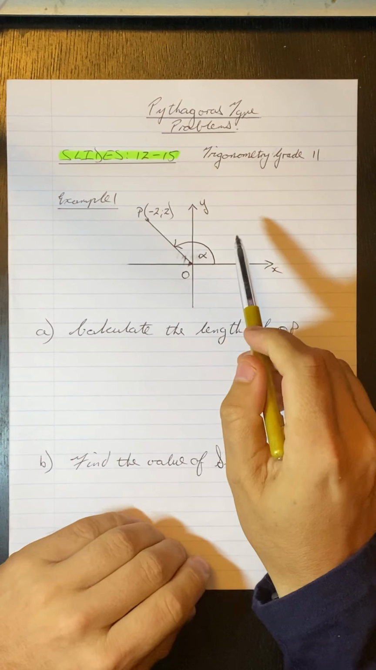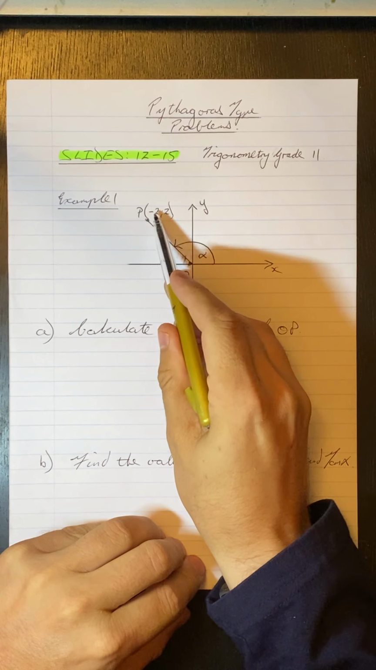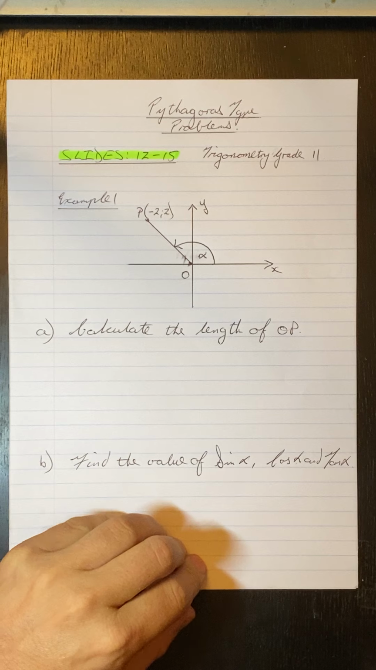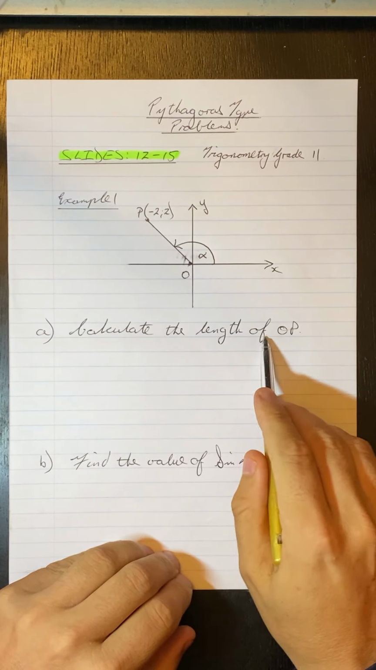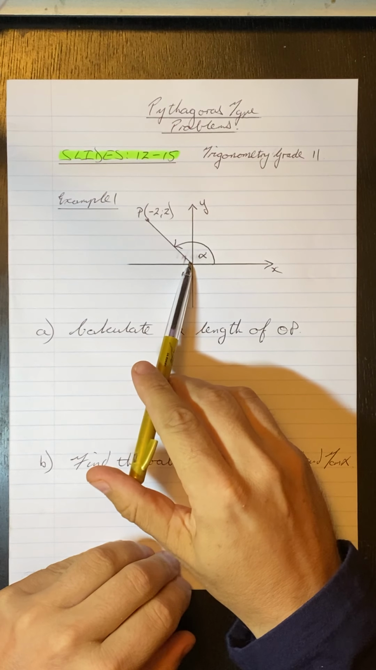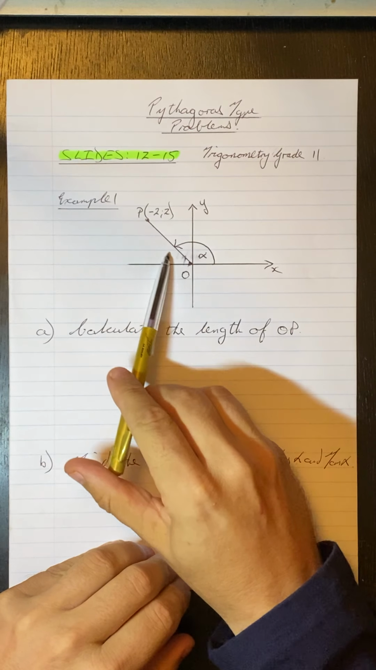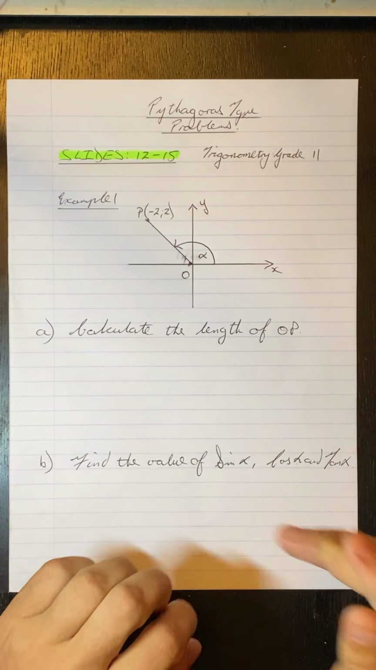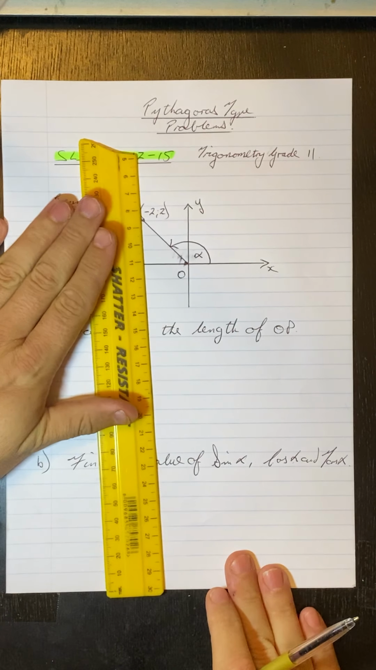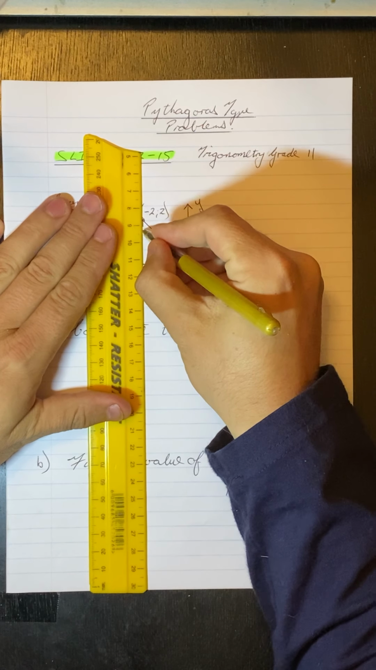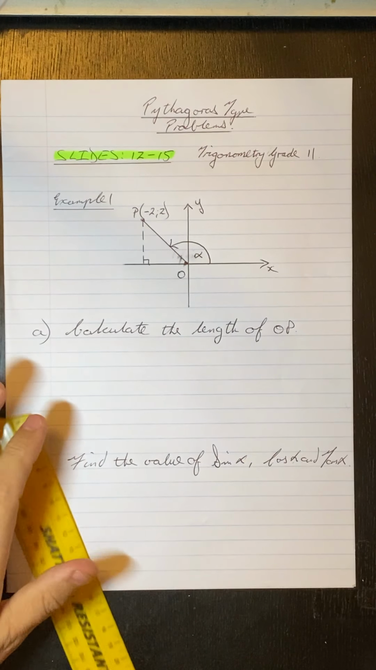Okay, so they've given us a little diagram here, Cartesian plane, with a point P (-2, 2). And what they're asking us here is to calculate the length of OP. So O is always the origin, where the axes intercept, and they're asking us to find this length over here. So what I can do is drop down a line from my point P to my x-axis, and that would be 90 degrees. So we have a right angle triangle there.